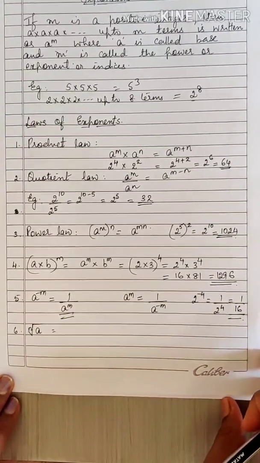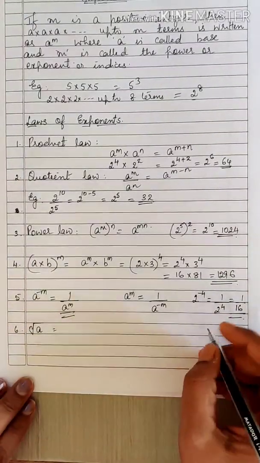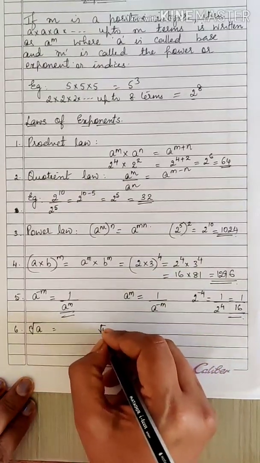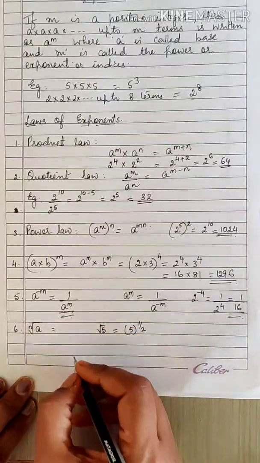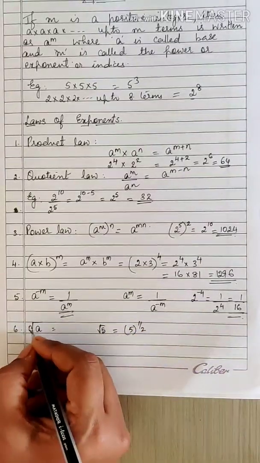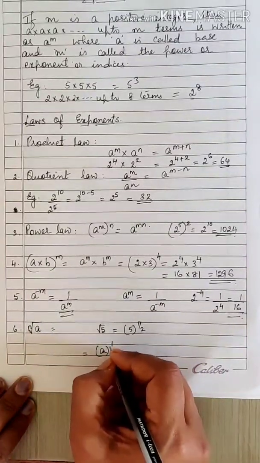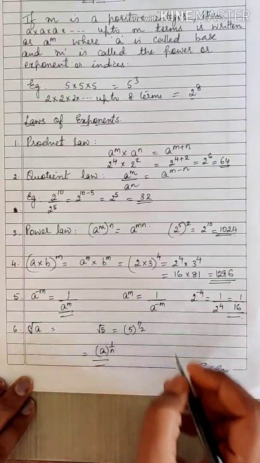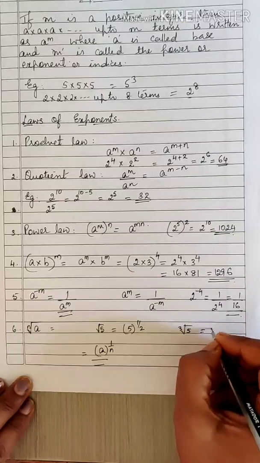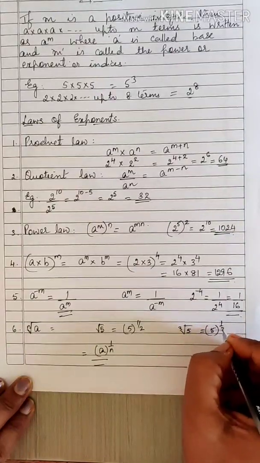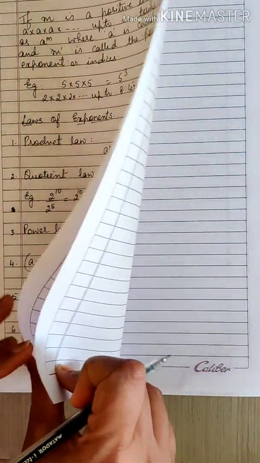Next one, nth root of a. Whenever a number is under the square root, suppose you have root 5, it means the power of 5 is half. Similarly, here you have nth root of a. That means it becomes a to the power of 1 by n. If you have cube root of 5, that means it is 5 to the power of 1 by 3. This is a very important fact for exponents.